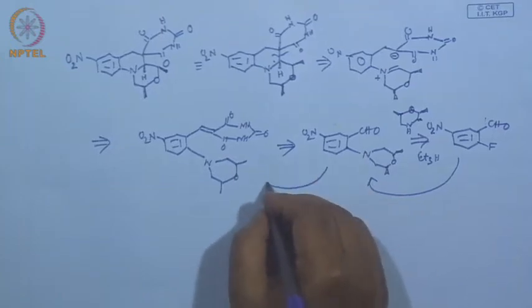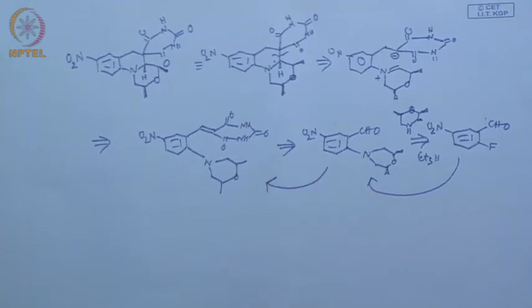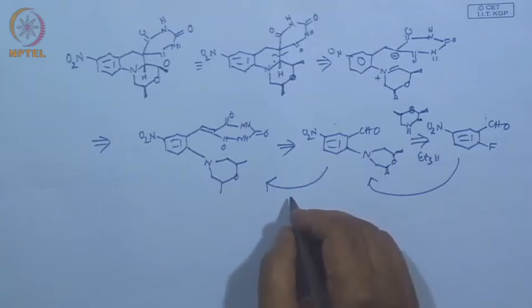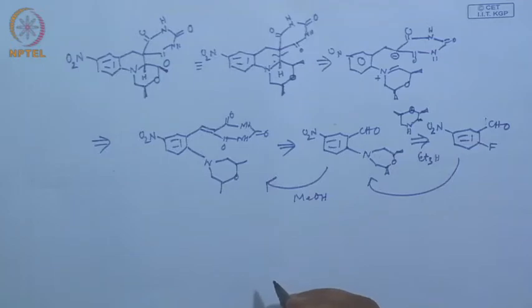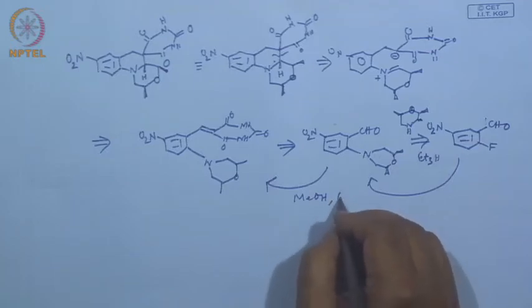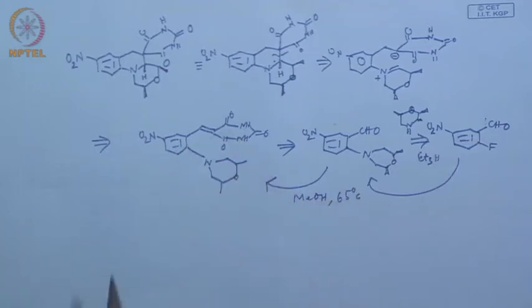From here to here, obviously, what is the reagent? Nothing, absolutely no base is required. Urea is sufficiently basic, and just heating in methanol at 65 degree centigrade would give you the Knoevenagel product. What next?